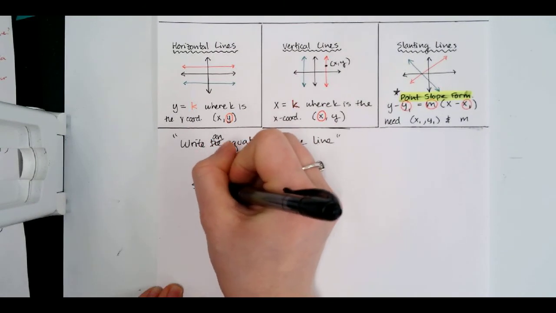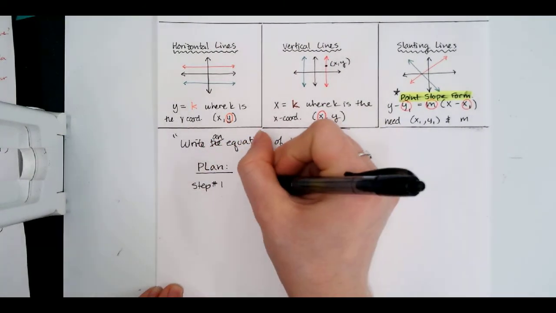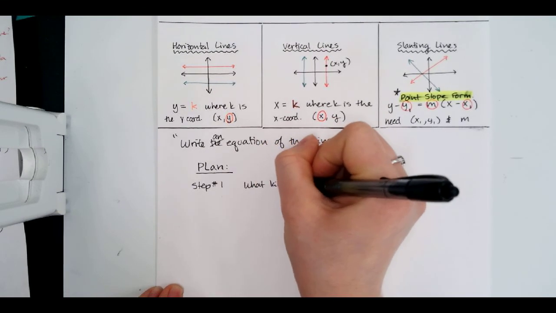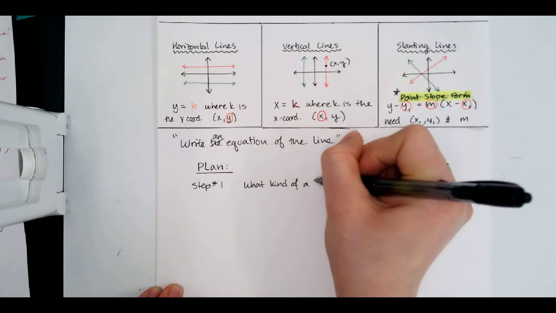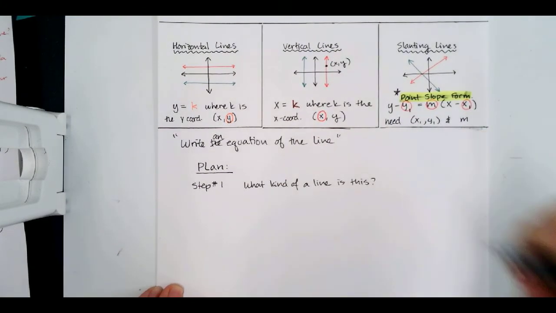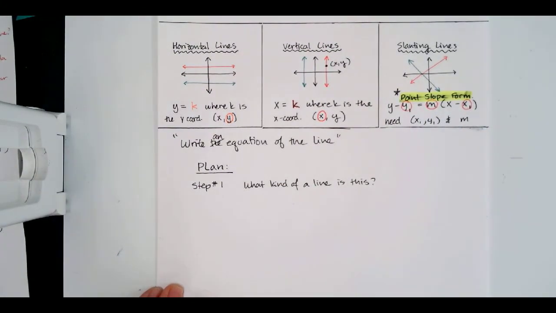Step 1. We're going to figure out what kind of a line this is. What kind of a line is this? Okay, so we'll take a look at the given information and then decide what kind of a line it is.